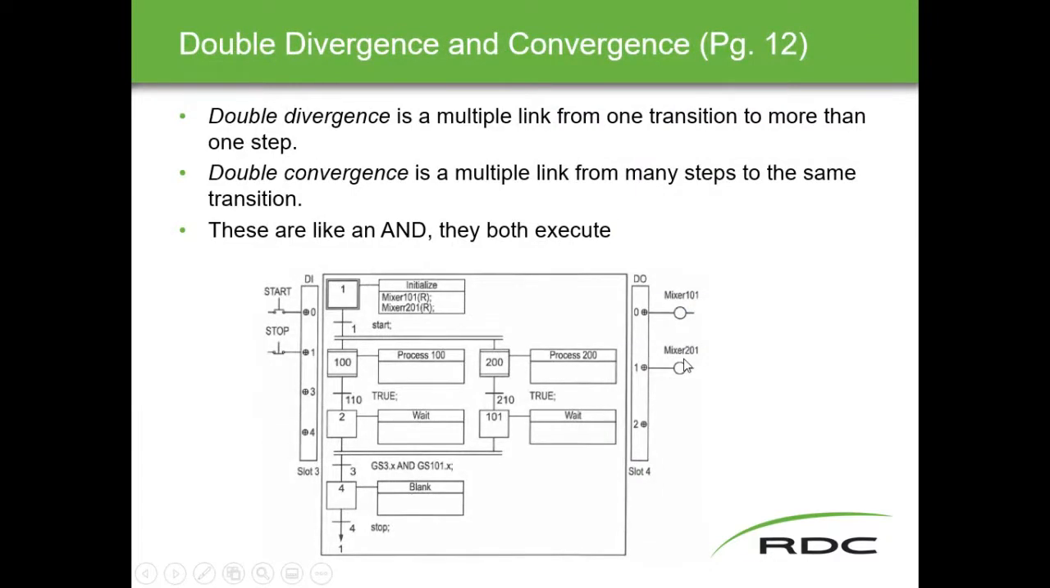Here's double divergence and double convergence. Again, this definition is almost the same, except instead of being a single link, this is a double link from one transition to more than one step, or a convergence, again, is a multiple link from many steps to the same transition. And the unique difference here between single and double is that this is treated as an AND. So that means that after step one, it's going to do step 100 and also step 200. And you'll notice that both of these, by labeling, are macros, because you don't see any detailed instructions inside of them.